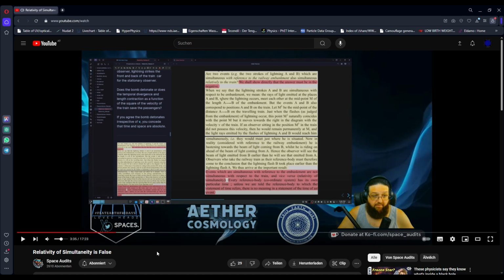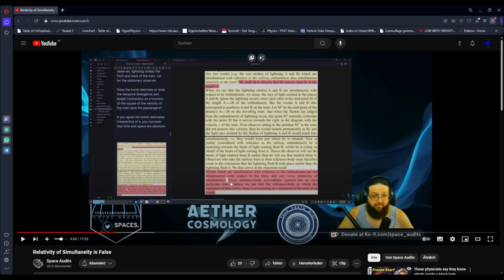I believe what he's explaining here is essentially what I explained in my last video about the two lightning strikes and the train, and who registers which event at what time, with moving observers and things. I think I explained that pretty nicely.